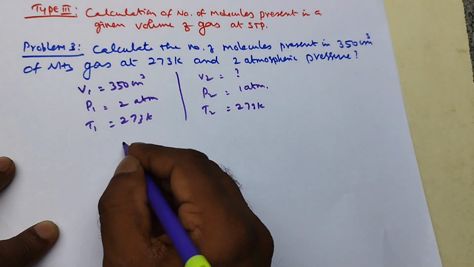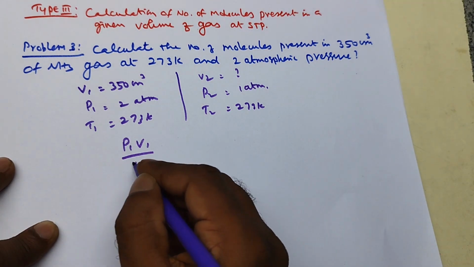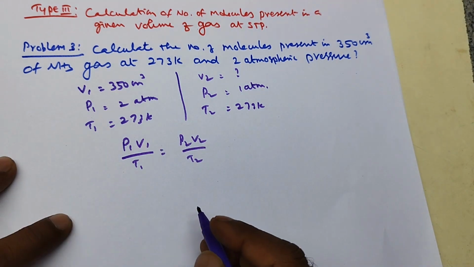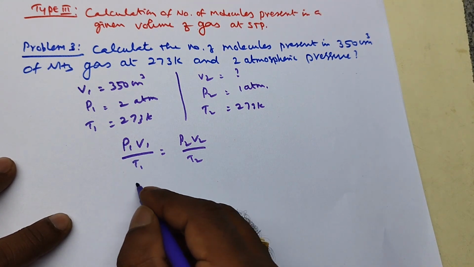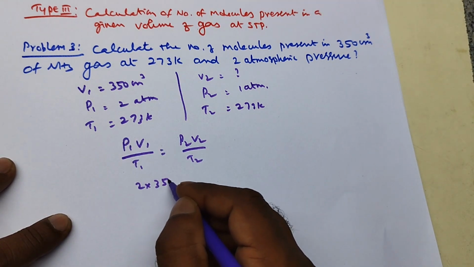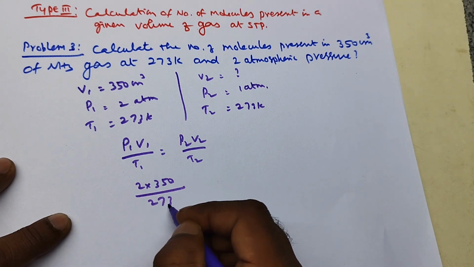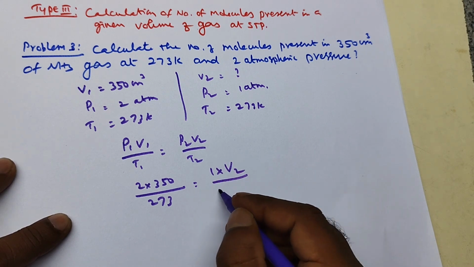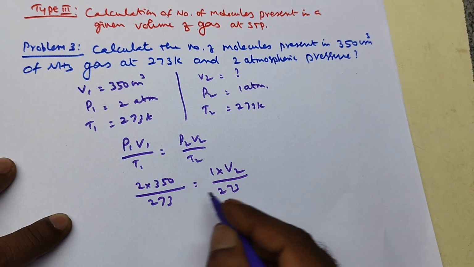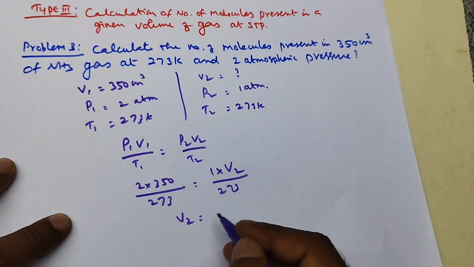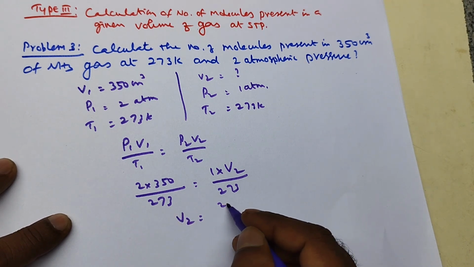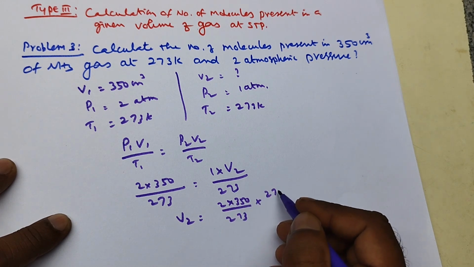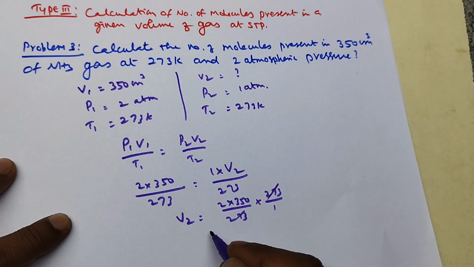You can use the ideal gas equation: P1 V1 by T1 is equal to P2 V2 by T2. Substitute these values here. P1 is 2, V1 is 350, divided by 273. Here P2 is 1, V2 we have to find out, and T2 is 273. So we modify this: V2 is equal to 2 into 350 by 273 into 273 by 1. You can cancel these terms.